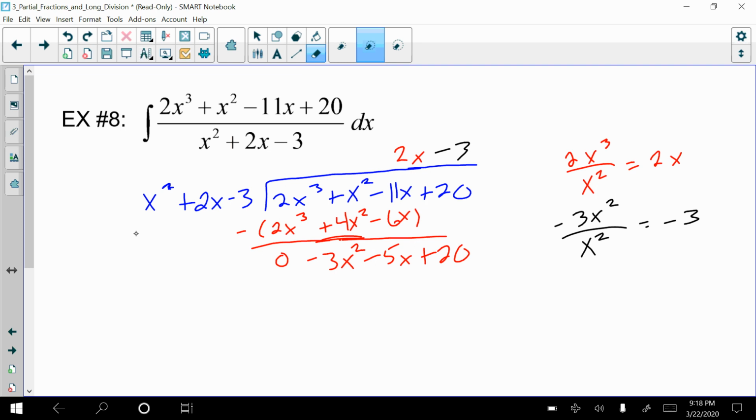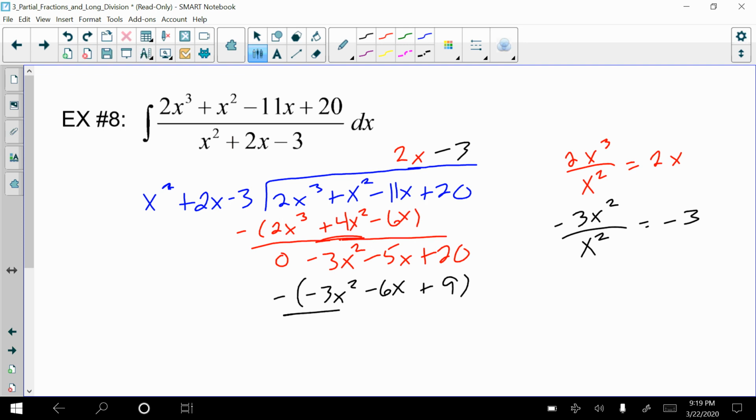We're going to multiply the number from our quotient by the divisor. So we get a negative 3x squared when we multiply those terms together. Negative 3 and a positive 2 give me a negative 6x. And a negative 3 and a negative 3 give me a positive 9. I put it in parentheses to show that I'm subtracting the entire expression, and see what we wind up getting.